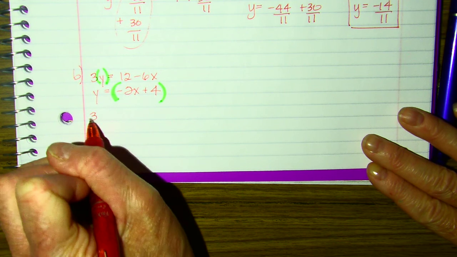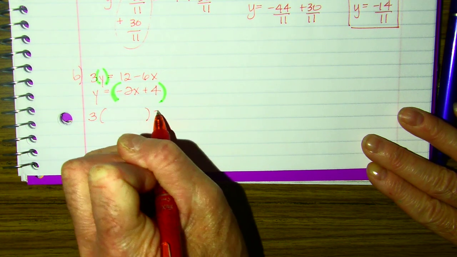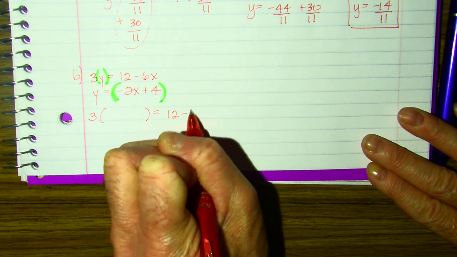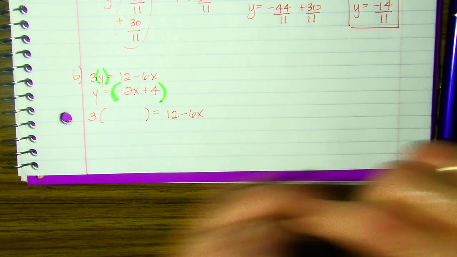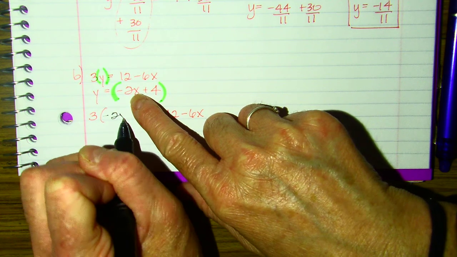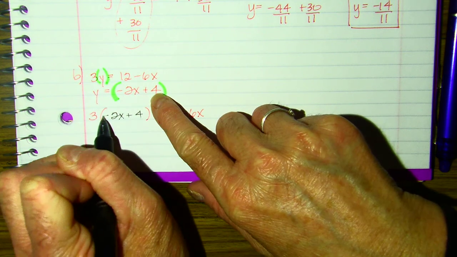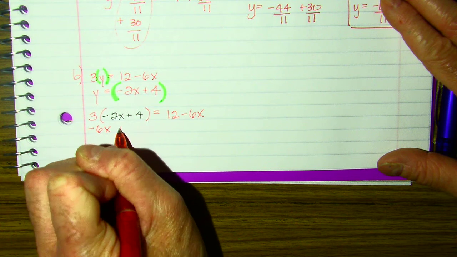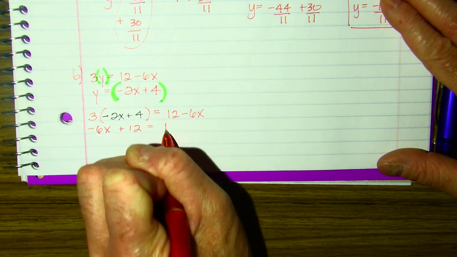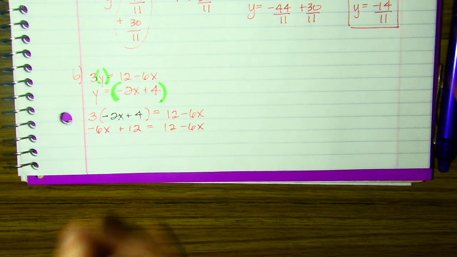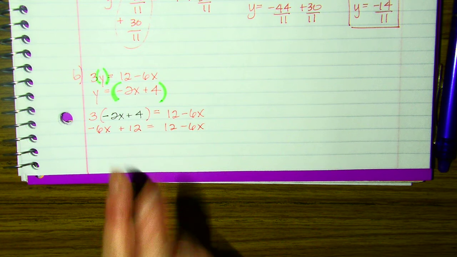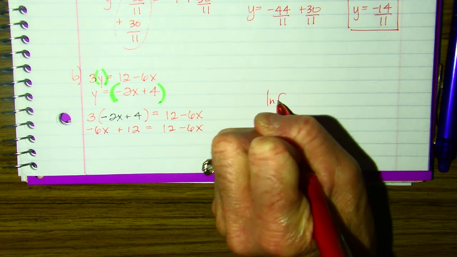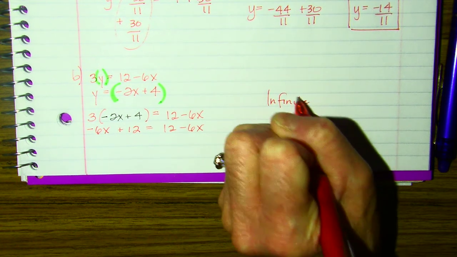So 3 parentheses, what I'm substituting in, equals 12 minus 6x, and I'm substituting in negative 2x plus 4. That gives me negative 6x plus 12 equals 12 minus 6x. Now, looking at this, these are identical. So I already know that these are identical lines. So I would write infinite solutions.